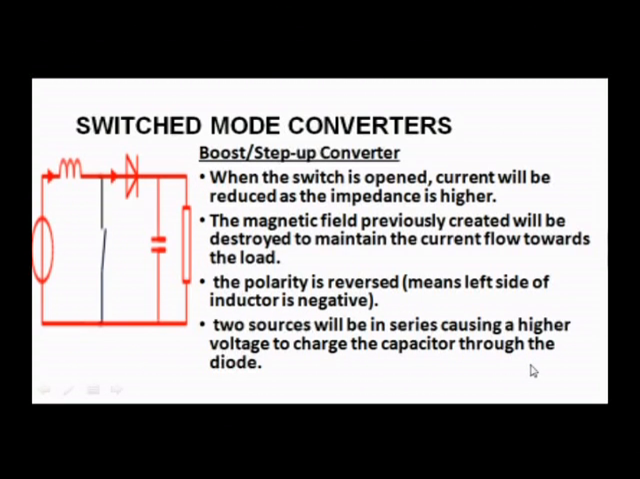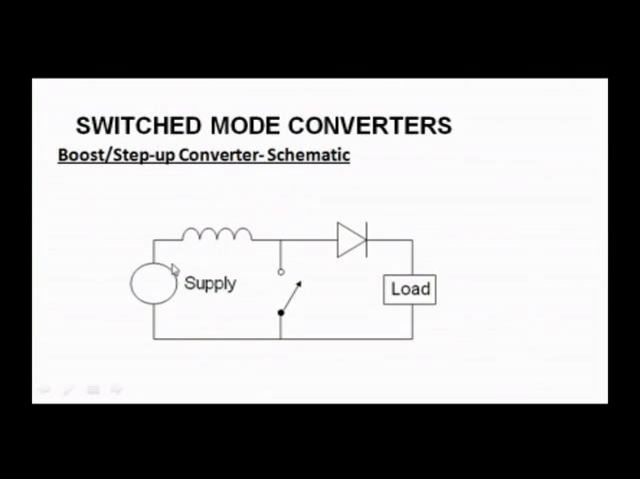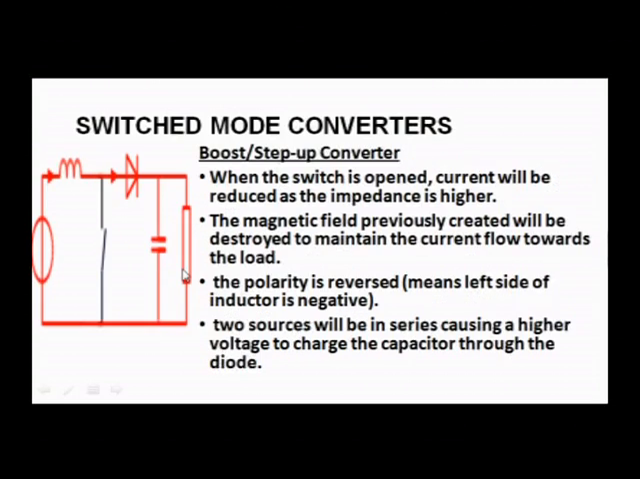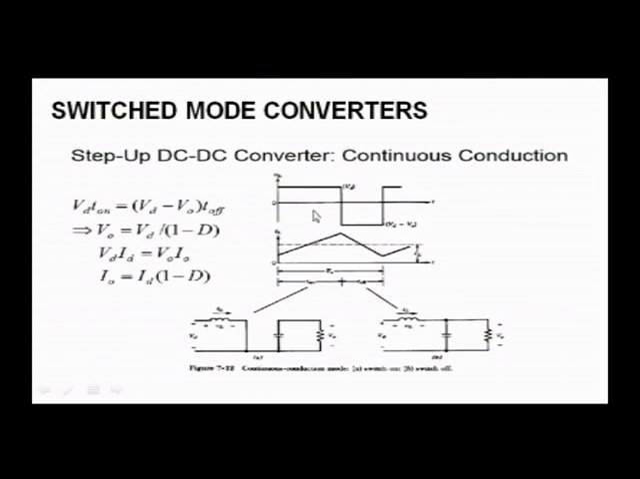Now, the next slide is going to tell me the same equations. Please see, I am given another circuit and I have shown the inductor voltage and inductor current. Continuous conduction mode only I am talking about. So, same thing, Vd into Id is V naught into I naught, and V naught is Vd divided by 1 minus d, the same equation I have come back to in this.